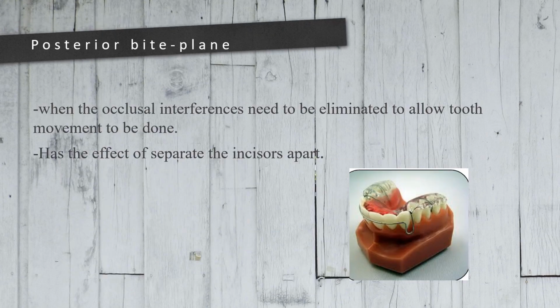The posterior bite plane includes extension of the acrylic base plate posteriorly to cover the occlusal part of the posterior teeth to free the space anteriorly between the anterior teeth, to give a space in the occlusion for the correction of the anterior crossbite case.